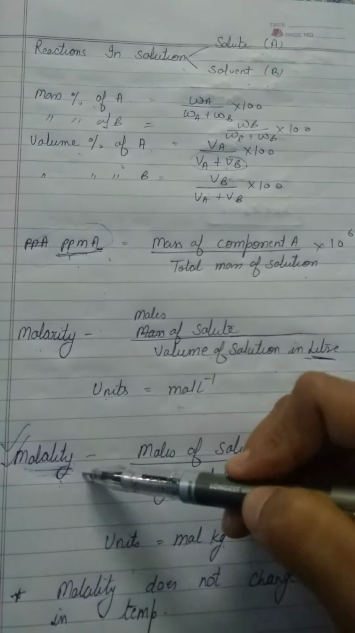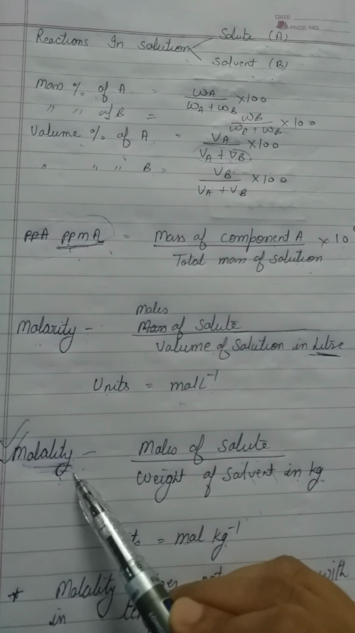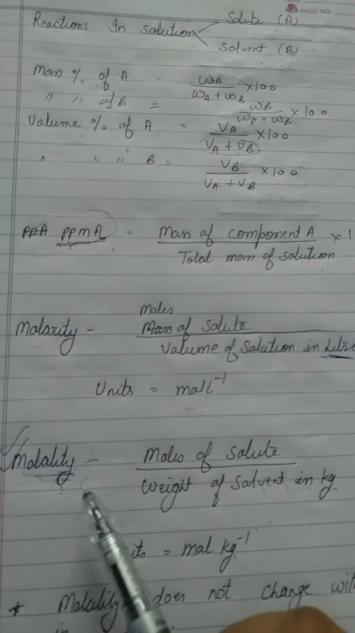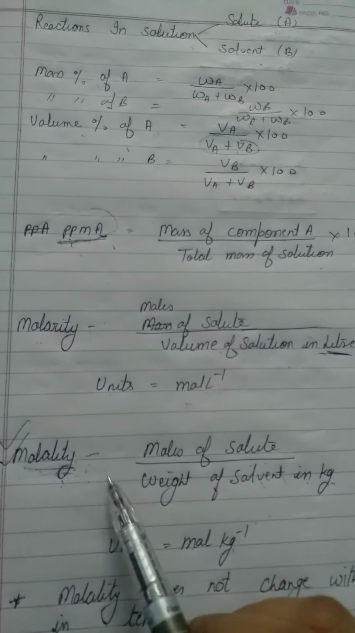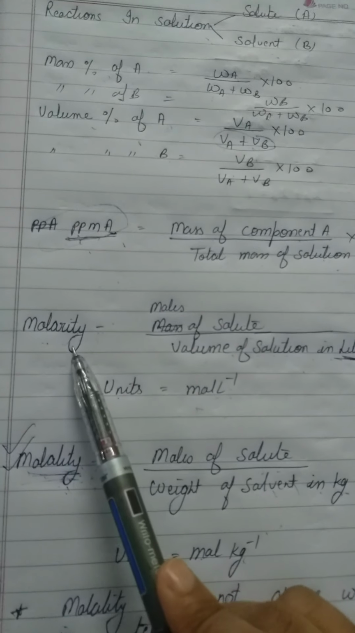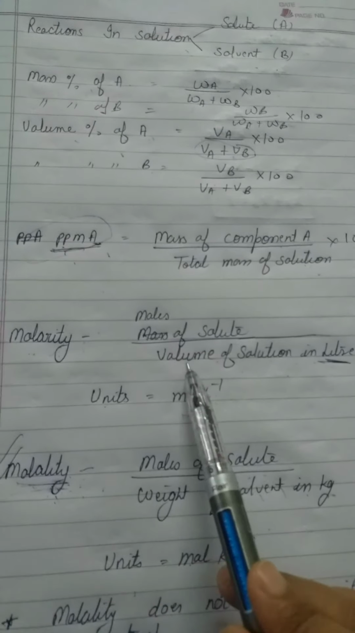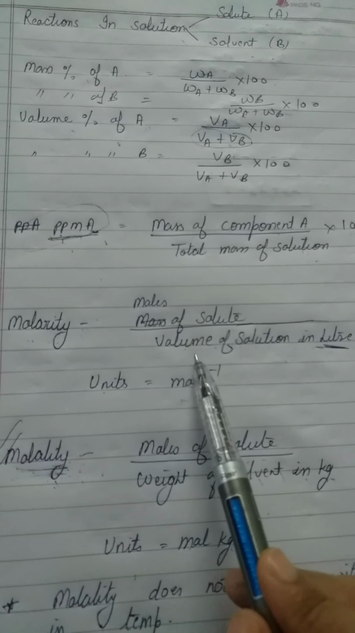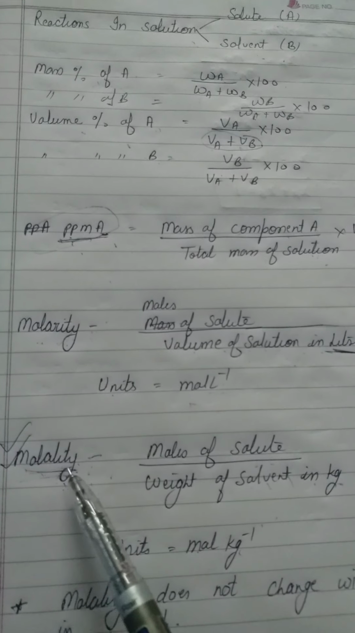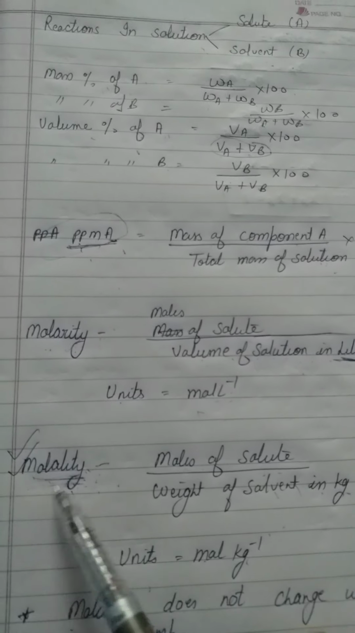Now out of these two terms we will prefer molality. Why molality? Because molality does not change with change in temperature, whereas molarity changes with change in temperature, because volume may expand or contract because of the change in temperature, whereas there is no effect of temperature on the molality term.